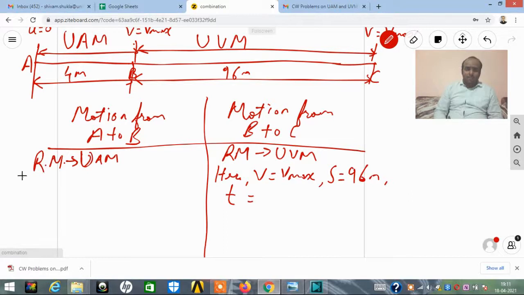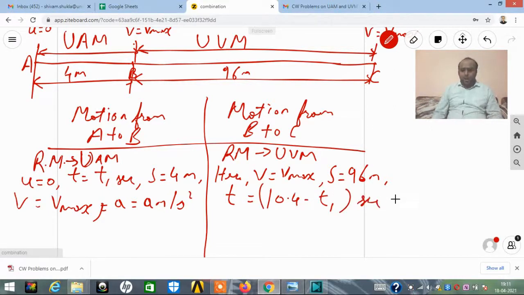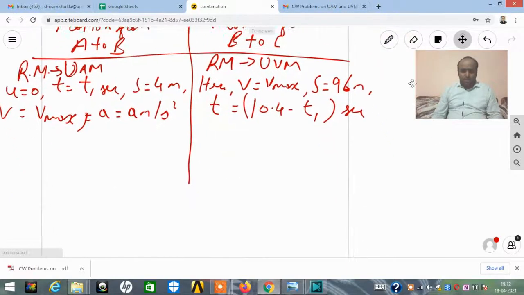What about UAM? U is equal to 0. T I am taking over here as T1 seconds, from A to B the time is T1 seconds. Then S is equal to 4 meters, V is equal to Vmax, and a is equal to a meter per second squared, that we are supposed to find. T for the UVM will be 10.4 minus T1, the whole in terms of seconds. Now let me just apply the equation over here.